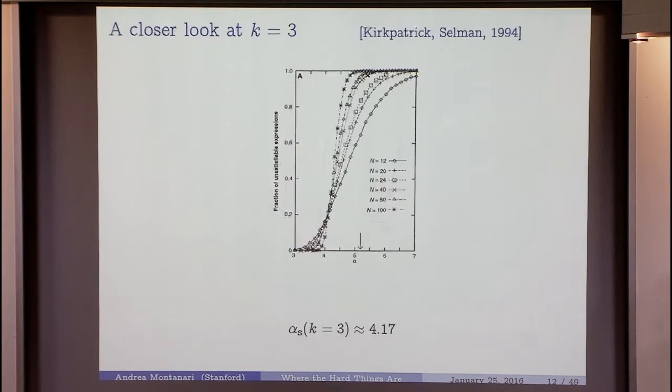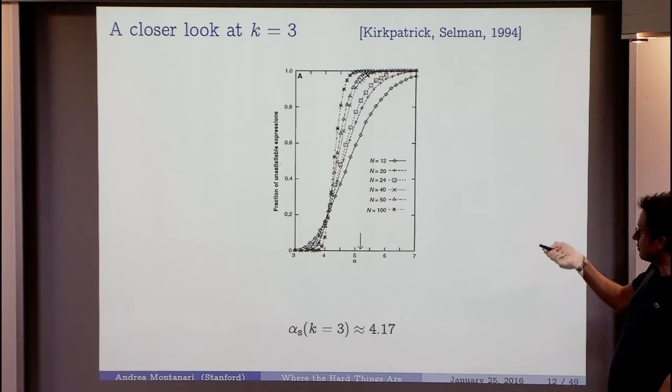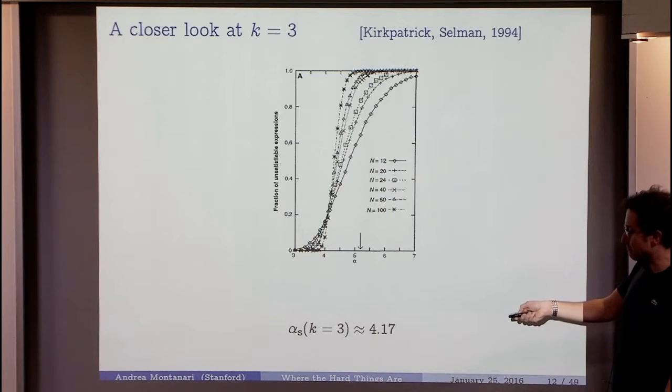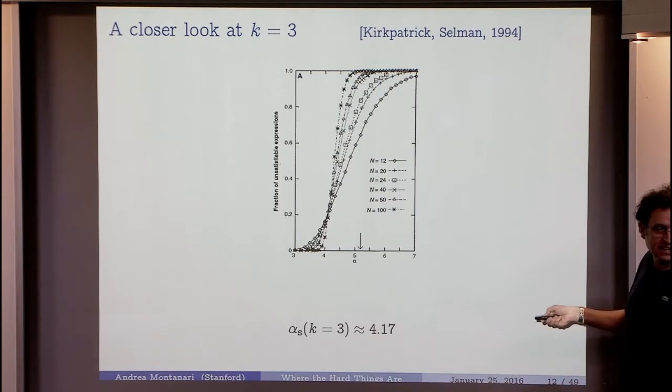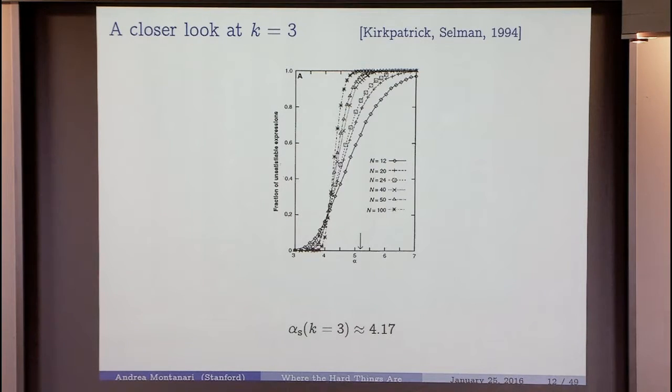Okay, great. So this is, I think, from the same paper or a similar paper by Kirkpatrick and Selman. They did it more carefully for very large values of n, and for instance, they quote numerically the following approximate value for k equals 3, 4.17. We see that it's not quite right, but it's not too far off.